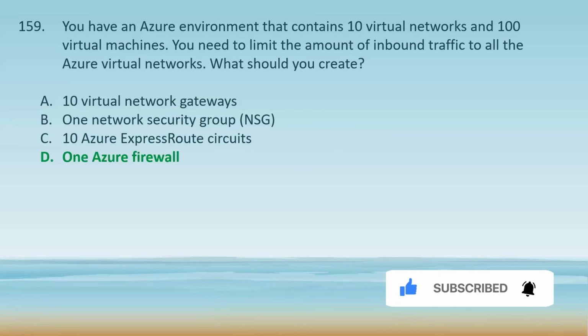D, Azure Firewall, making it the correct choice. Now, Azure Firewall is a cloud-native network security service that can provide centralized inbound and outbound traffic filtering and network address translation capabilities for multiple virtual networks. By deploying one Azure firewall, you can configure and enforce specific rules to restrict the amount of inbound traffic to all your virtual networks.